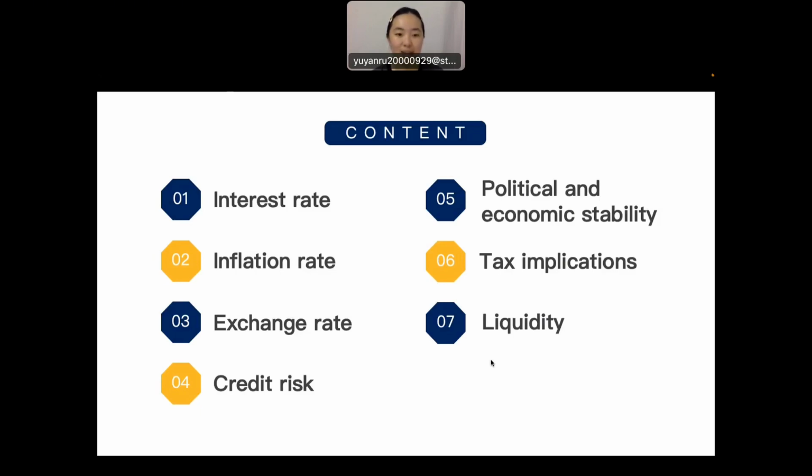The first one is interest rate. The second one is inflation rate. The third one is exchange rate. And the fourth is credit risk. The fifth is political and economic stability. The sixth is tax implications. And the last one is liquidity.